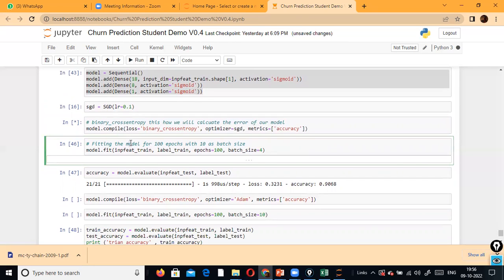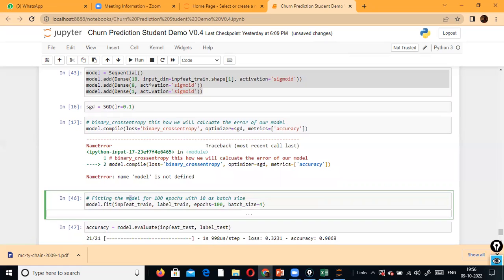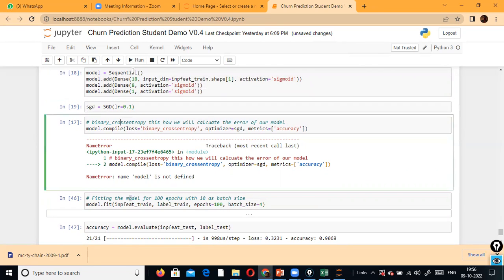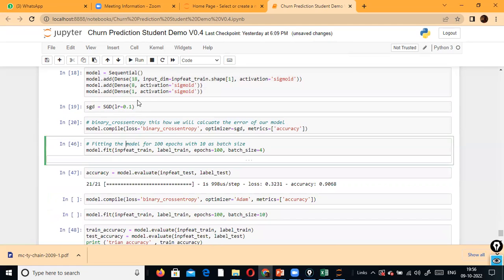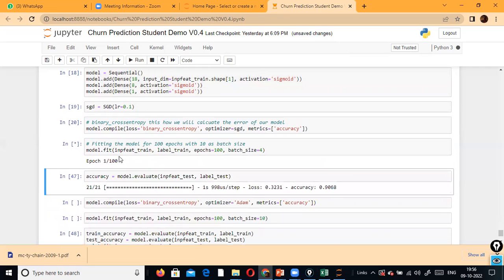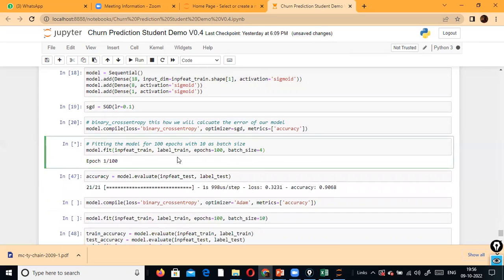Next one is fit. Oh, I did not execute this one. Okay, the next one is the fit. In the fit, we specify the training data set, the input and output variables, and then epochs, how many iterations, and a batch size equal to 4, right? So your batch.